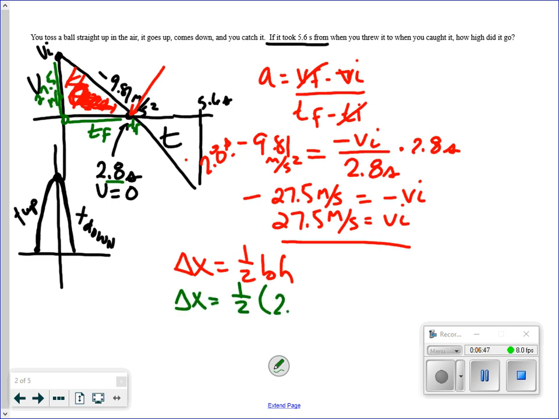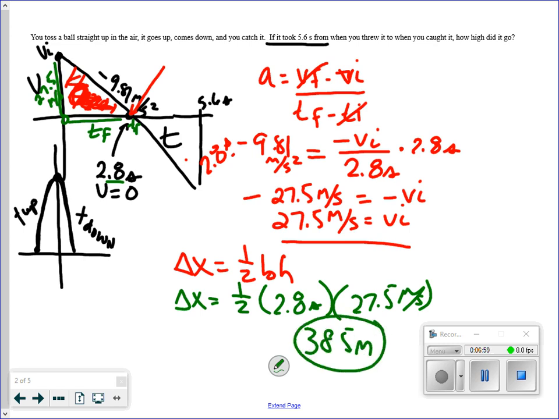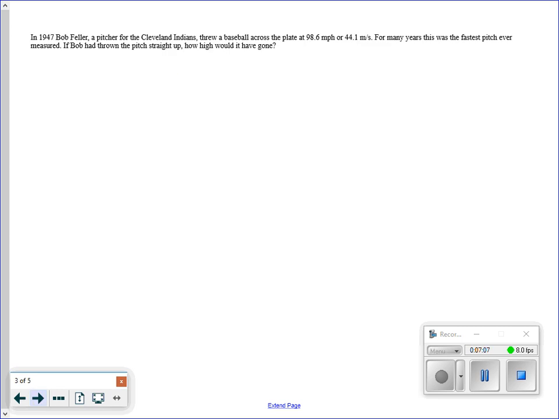So again, the base, 2.8 seconds, the height, 27.5 meters per second. And when I do the math, I'm going to figure out that that is 38.5 meters. There's my second question. All right, hopefully so far so good, right? Remember, you can always pause and rewind and go back and try it again if you absolutely need to.